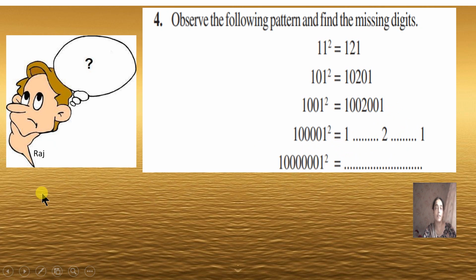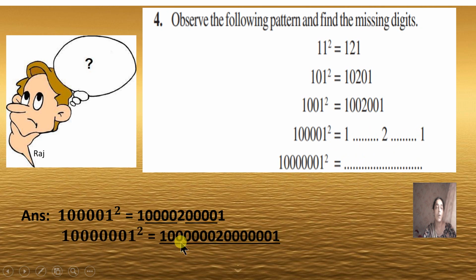So, let's see what Raj is going to answer. So, the first one here, 1, double zero double zero 1 the whole square. What do I get? Okay, four zeros inserted, then write 2 and again four zeros and 1. The next one, how many zeros are here? 1, 2, 3, 4, 5, 6. So between 1 and 2, we will insert 6 zeros. And between 2 and 1, again, we will insert 6 zeros. So let's see if it is correct. Yes. So 1, 2, 3, 4, 5, 6. Then we write 2 and again 6 zeros. So we move to the next question, 5.